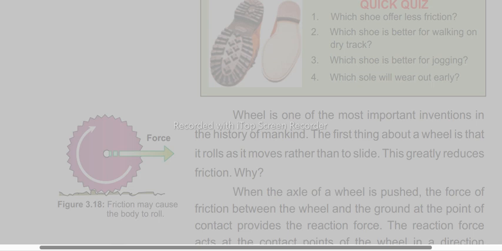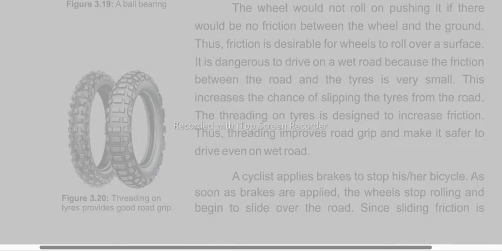Quick quiz. 1. Which shoe offers less friction? 2. Which shoe is better for walking on a dry track? 3. Which shoe is better for jogging? 4. Which sole will wear out early? Figure 3.18, friction may cause the body to roll. Figure 3.19, a ball bearing. Figure 3.20, threading on tires provides good road grip.